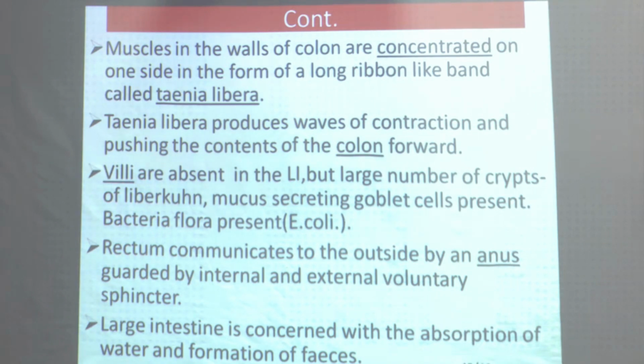Rectum communicates to the outside by one structure that is known as anus, and this anus is guarded by some internal and external sphincter, that is voluntary. Large intestine is concerned with the absorption of water and formation of fecal material, just like the other.